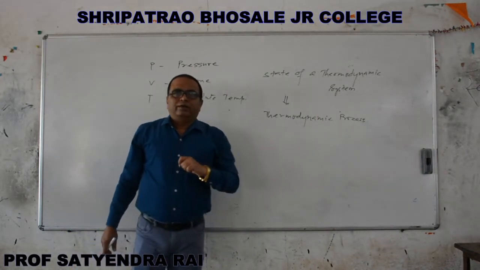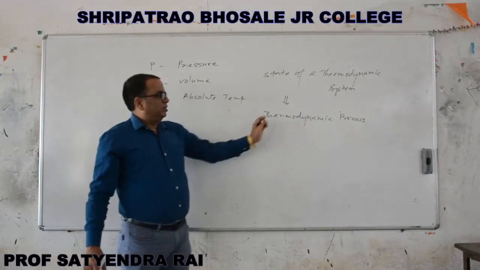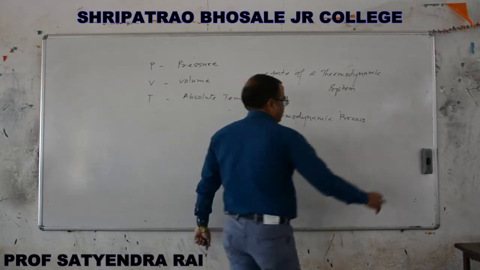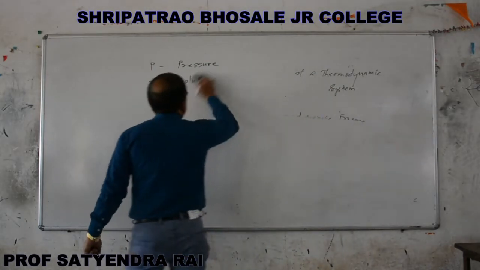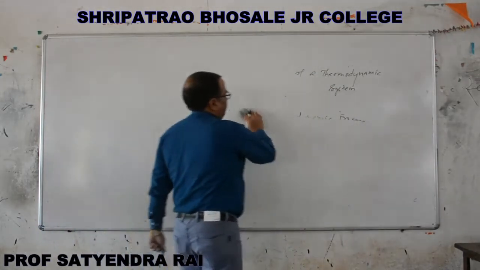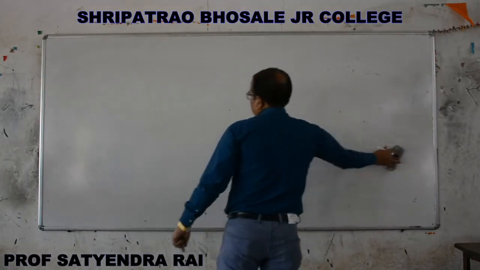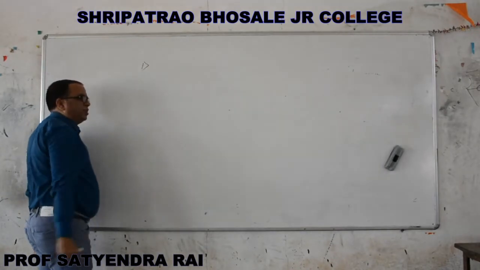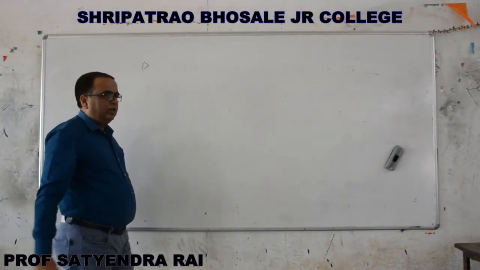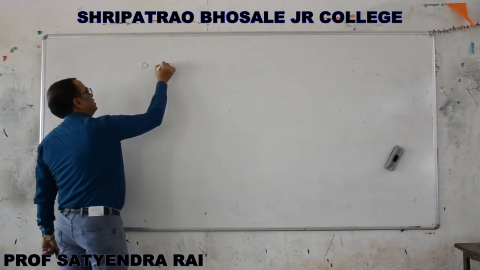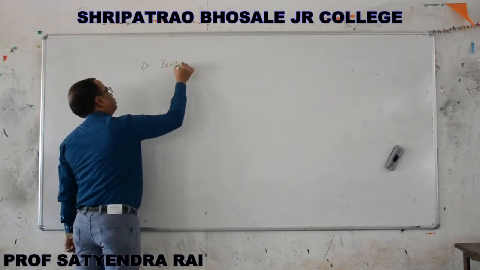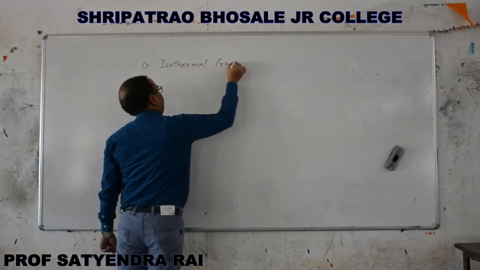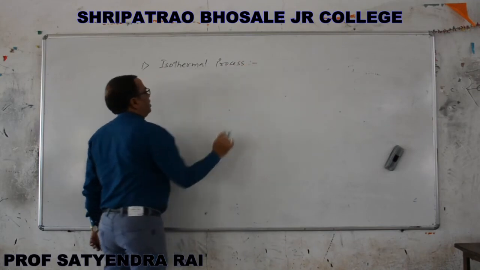So today we will talk about certain types of thermodynamic processes which are popular, discuss them in detail, and see how the other quantities used in the first law work. So let us have the first thermodynamic process. The first process is called the isothermal process.